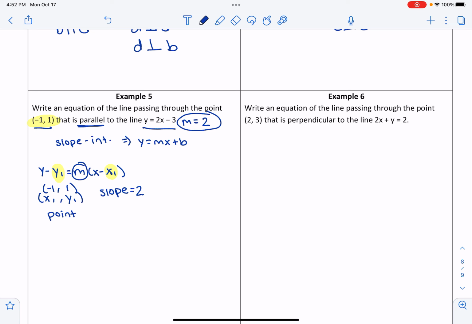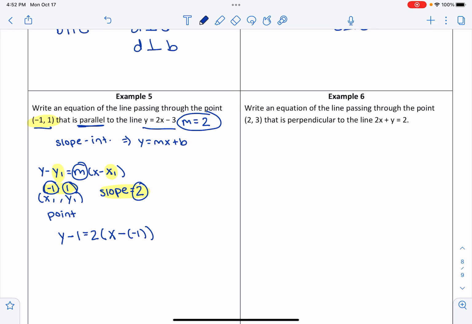So now we have enough information. We have a point, negative 1, 1, and we have a slope. So we're going to write it into our point slope form. We keep y the way it is, minus y1, which is going to be 1, equals our slope, which is 2, parentheses, x minus x1, which is going to be negative 1.